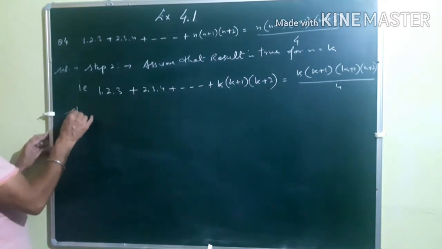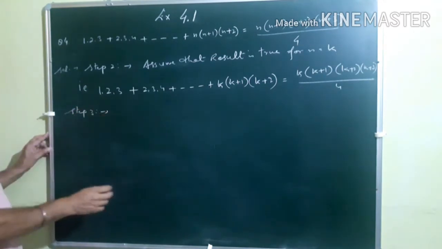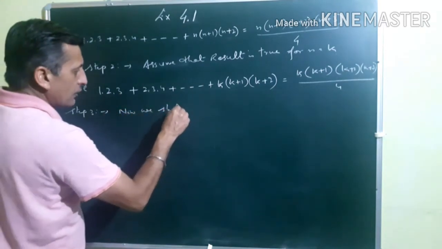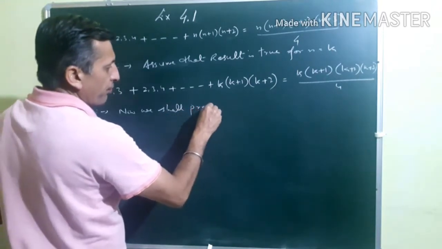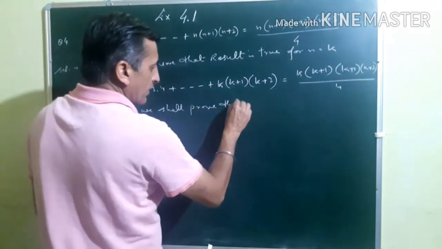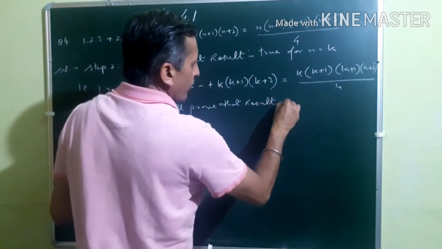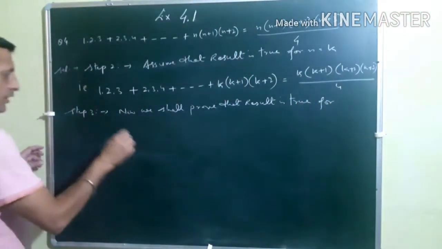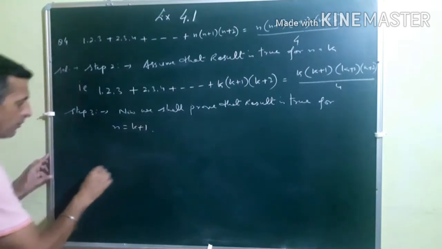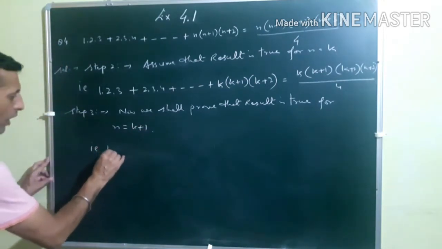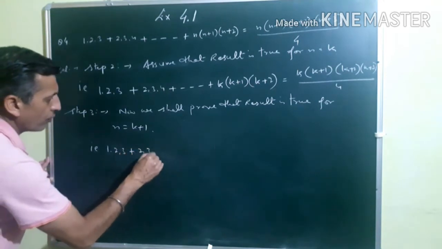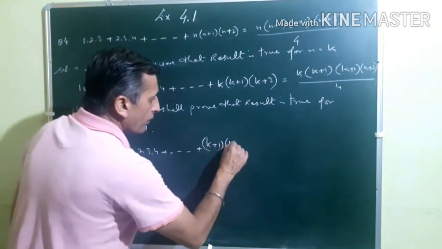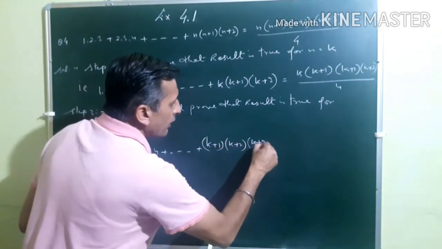Okay, now step number 3. Here we have to prove. So now we shall prove that the result is true for n is equal to k plus 1. That means we have to show that 1 into 2 into 3 plus 2 into 3 into 4 and so on plus k plus 1, k plus 2, k plus 3.